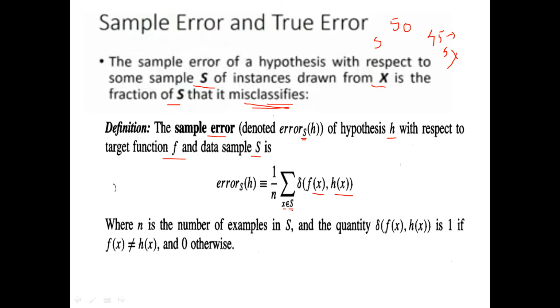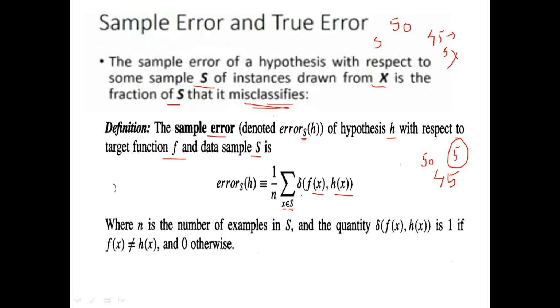Now that is our error. That's what we are telling. Suppose you wanted to get 50 as the output. 50 is your target f of x, but your hypothesis is giving you 45. So what is this difference? The difference is 5. That means there is an error of 5%. That is what it does.